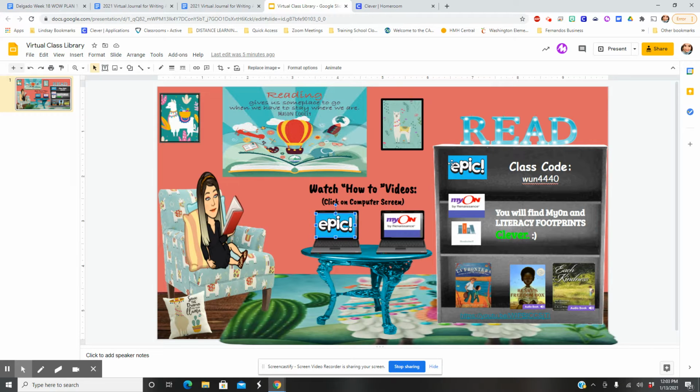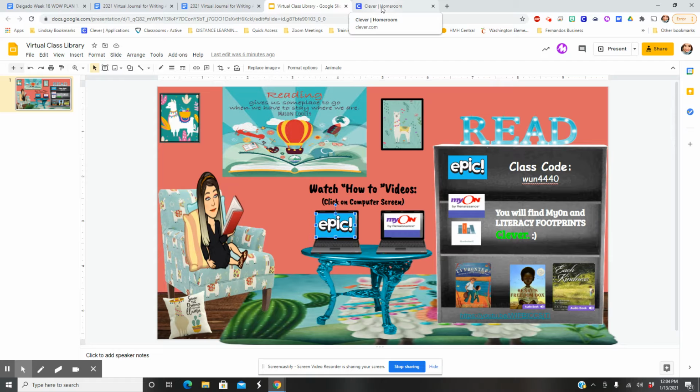I can go to Epic by entering this class code. I can go on my own by going on Clever, or I can also go on Literacy Footprints, and there's a bookshelf section on Clever. I'm not going to go on Epic because I know a lot of you are familiar with Epic already. We did already talk about my own, but Literacy Footprints, we usually only use it for guided reading.